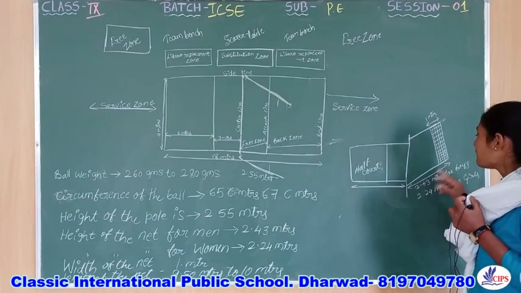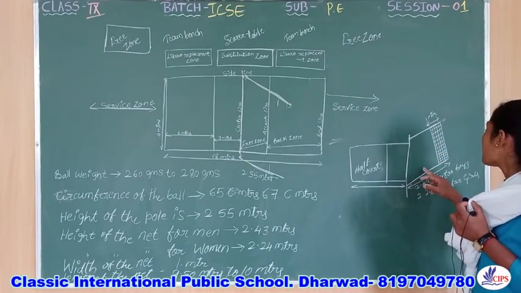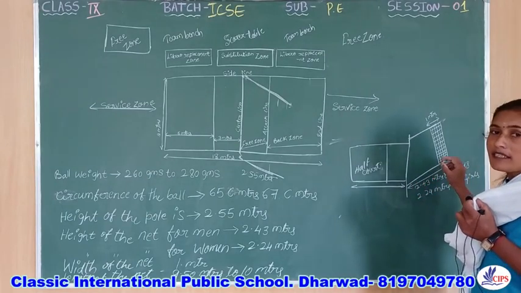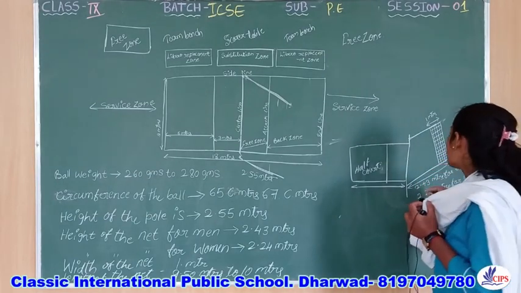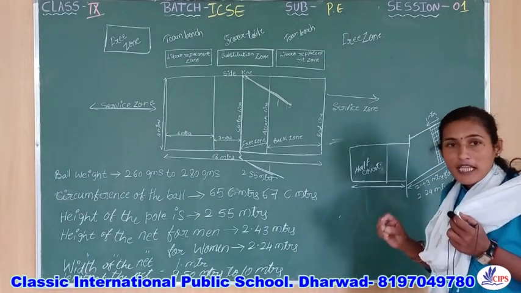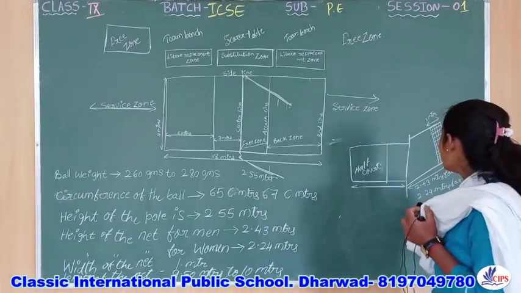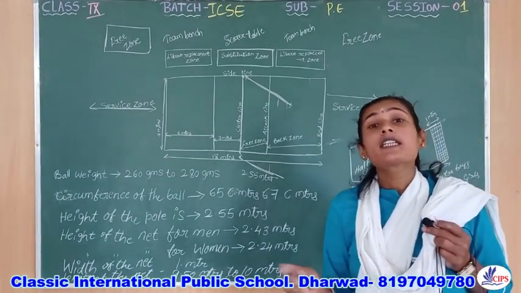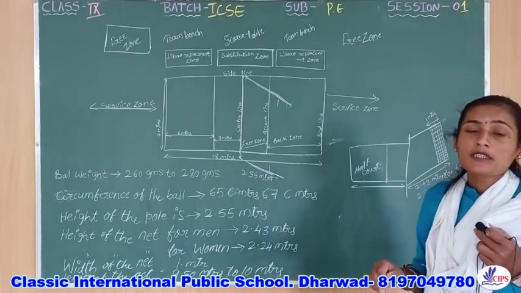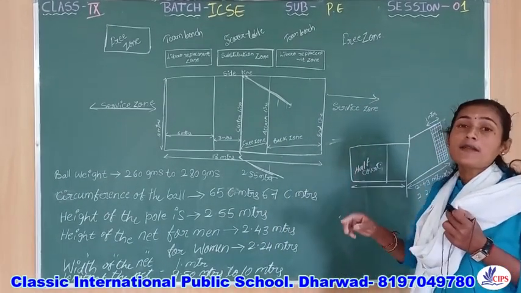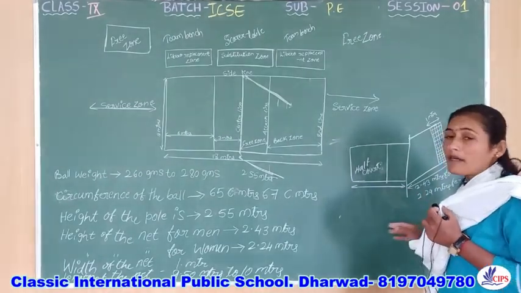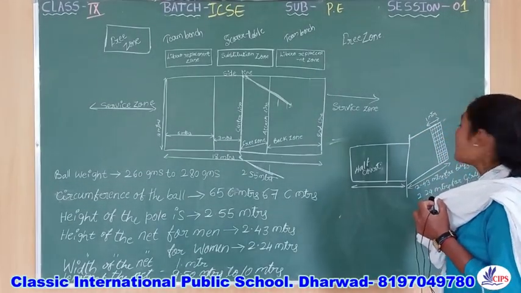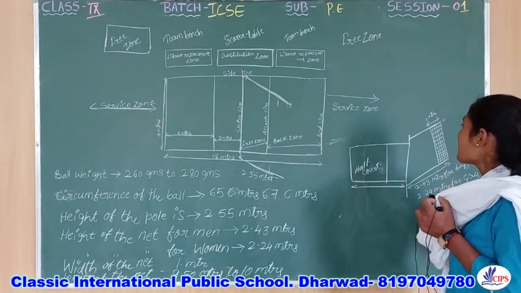Now what is the height of the poles? 2.55 meters from the ground. Then the net height, we are going to tie the net to the poles, you know that. The height is 2.43 meters for men. Then 2.24 meters height will be there for girls or for women. Okay, is it clear for you?